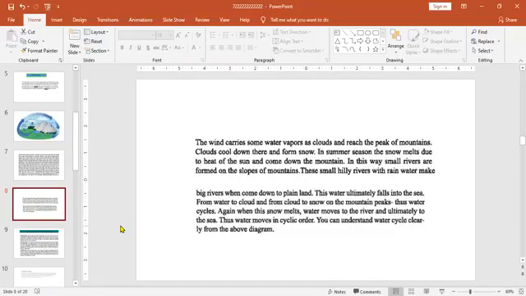In summer season, the snow melts due to the heat of the sun and comes down the mountain. In this way, small rivers are formed on the slopes of the mountain.